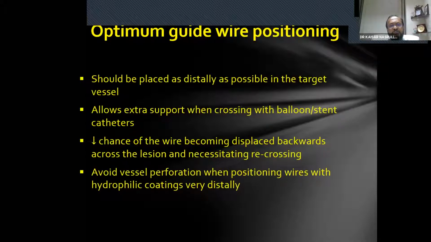Again, an important point is optimum guide wire positioning. It should be as distal as possible in the target vessel because it allows extra support when crossing with balloon and stent. But avoid vessel perforation when positioning a wire with hydrophilic coating very distally. You have to always keep an eye on the distal tip when you are using CTO wires or hydrophilic wires, as it may perforate.